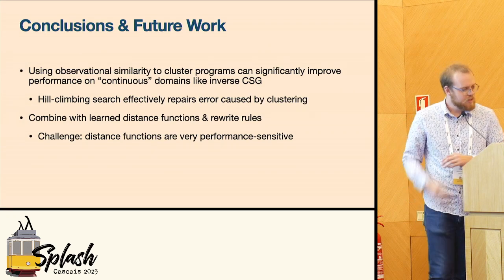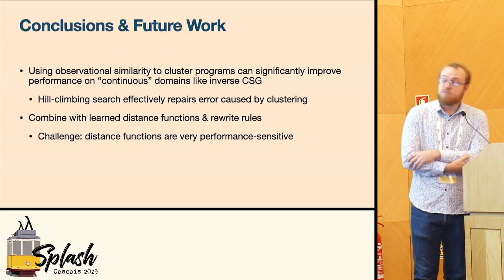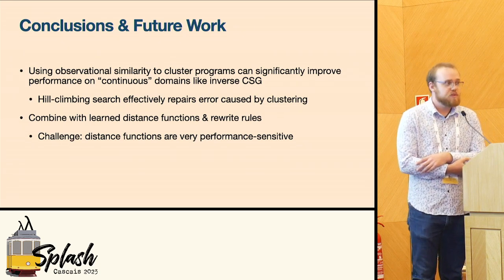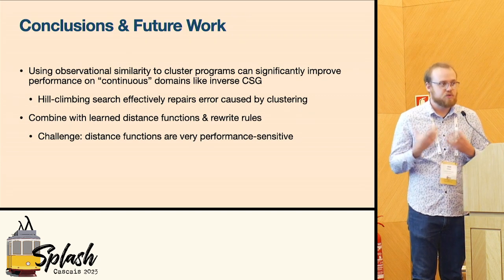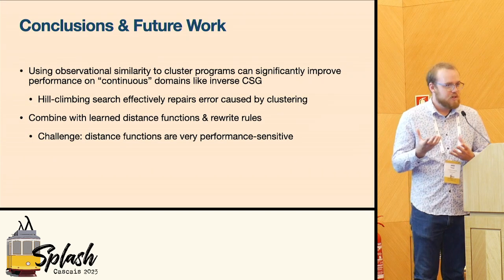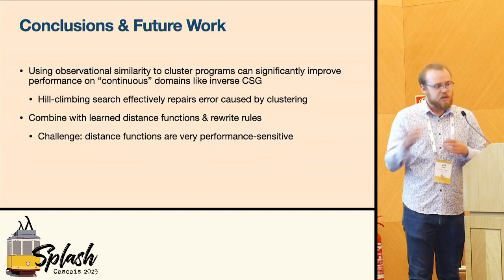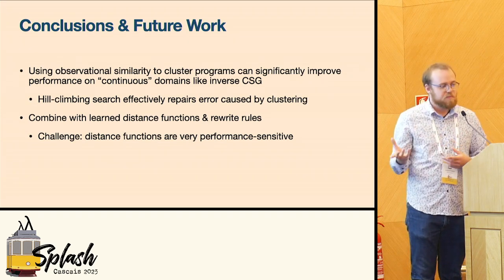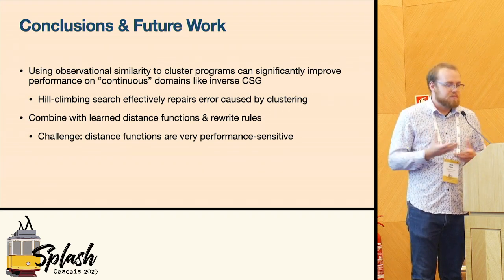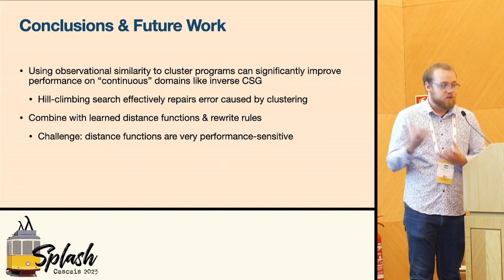Okay, so to conclude, we've presented an algorithm that uses the similarity between programs to cluster them as we search. And we've shown that this can actually significantly improve performance on some of these interesting sort of continuous-like domains, like inverse CSG, and that we can recover from the error that we introduce with that clustering by doing a kind of hill-climbing search. We think that this algorithm could be applied in a number of other domains, and I'd be very interested to see people use it in other places.